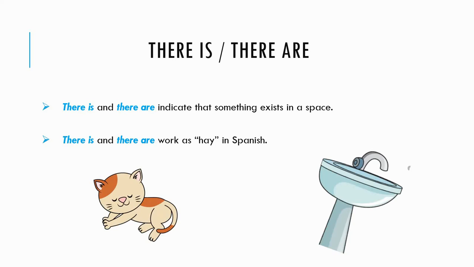For example, there is a cat. In Spanish we would say, hay un gato. There is a cat. There is a sink. In Spanish we would say, hay un lavamanos. There is a sink.